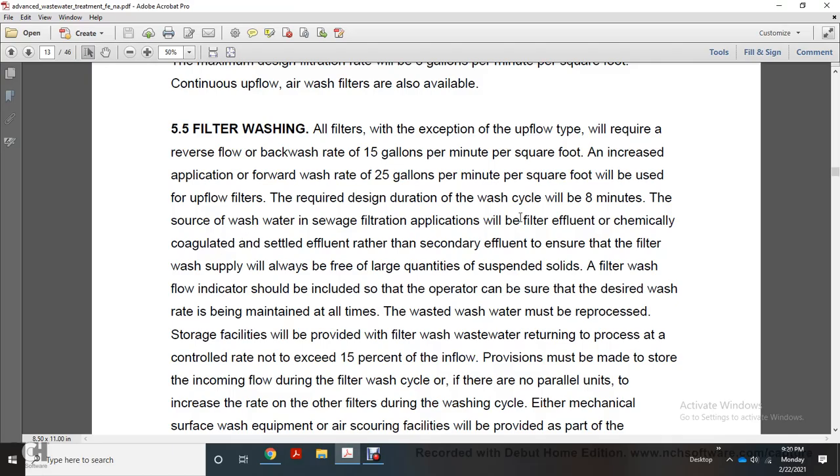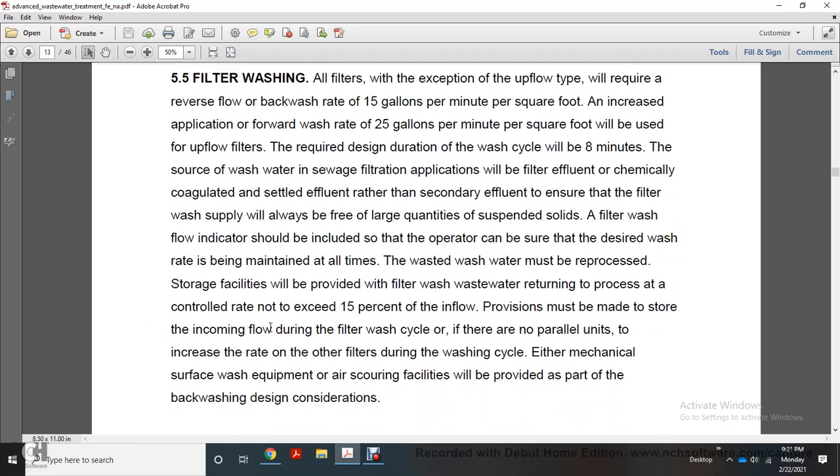The sewage filtration application will use filter effluent, chemically coagulated settled effluent rather than secondary effluent, to ensure the filter wash supply will always be free of large quantities of suspended solids. A filter wash flow indicator should be included so that the operator can be sure the desired wash rate is being maintained at all times. The wasted wash water must be reprocessed.